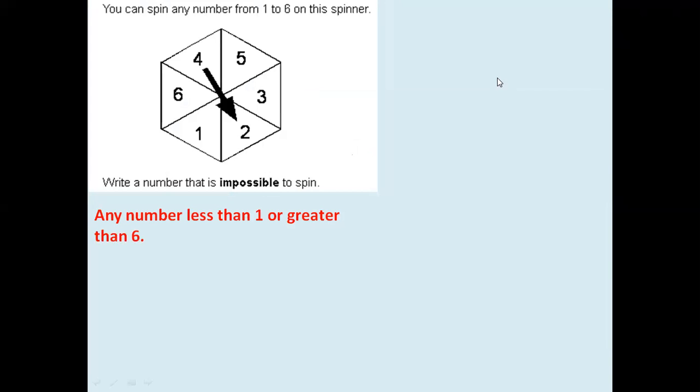So in the first one here, you can spin any number from 1 to 6 on this spinner. Write a number that is impossible to happen. What numbers are impossible to happen? Any number less than 1, that's something impossible. We don't have numbers less than 1 or numbers more than 6. These numbers are impossible to get.